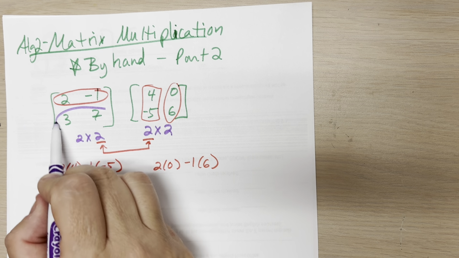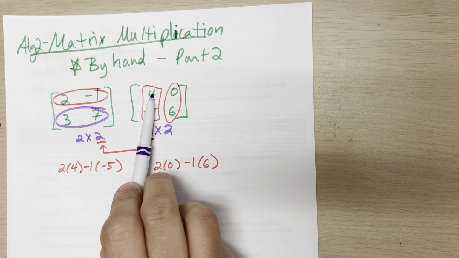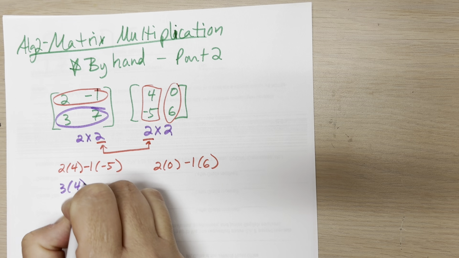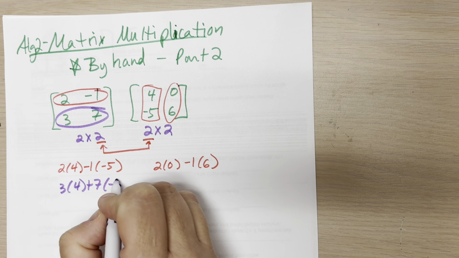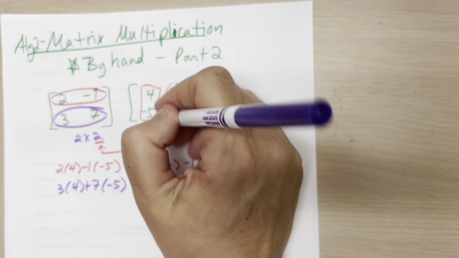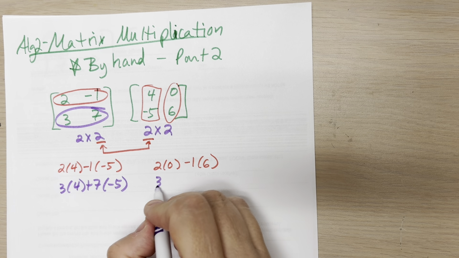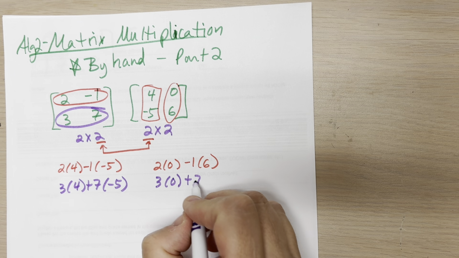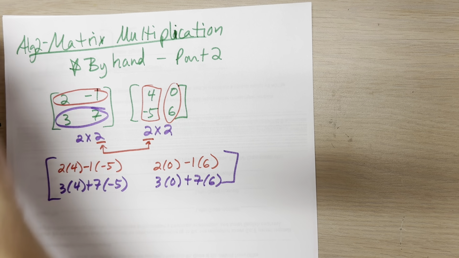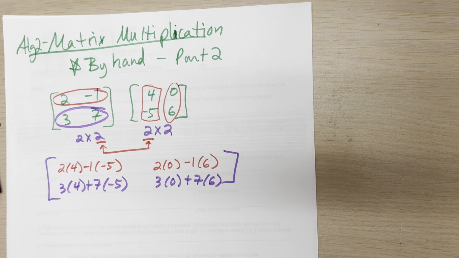Now I'm going to go 3 times 4 plus 7 times -5. Then I'm going to go 3, 7 this way with 0, 6. So 3 times 0 plus 7 times 6. If you've done this correctly, you're going to have the same numbers appear in the order here, and the same thing here, 0, 6, 0, 6.